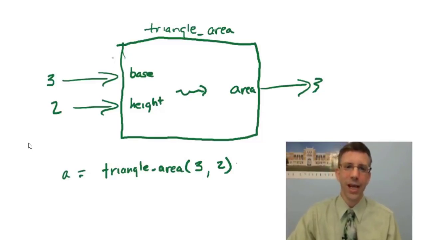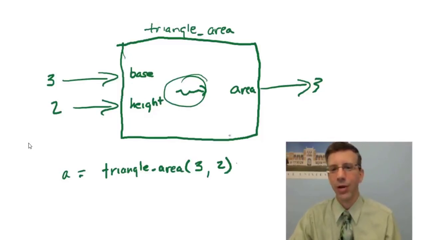A function is now a black box. I don't care what's inside of it. I don't care what's going on in this squiggle here. All I know is that there are 2 inputs, base and height, and 1 output. And I can just use it. I read the comment. I know what it does.